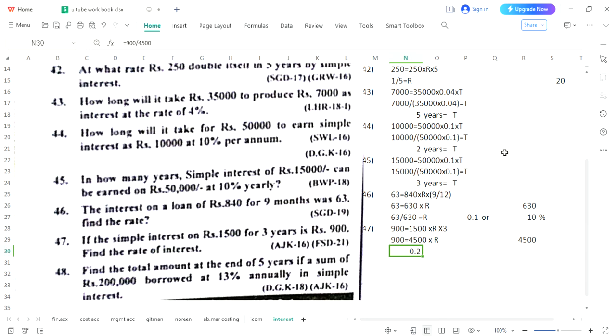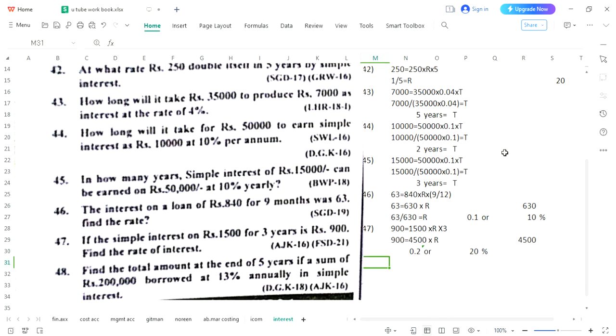So rate is 0.2. And whenever you calculate rate, what you will do? You will multiply it with 100, 0.2 multiplied by 100. So you will get your answer as 20%. So this is the 20% answer of the 47th question.